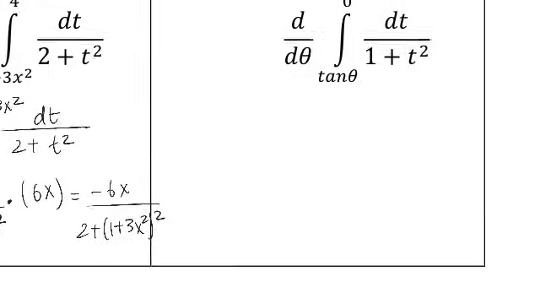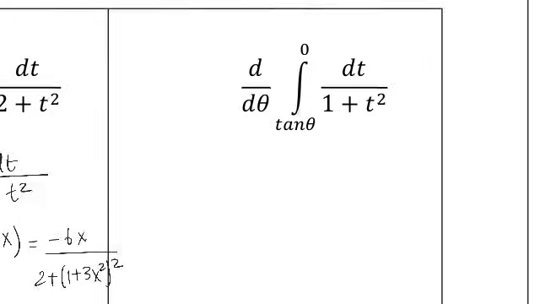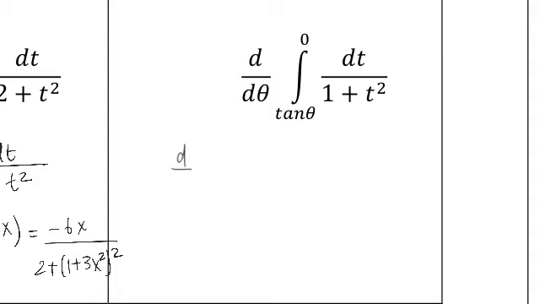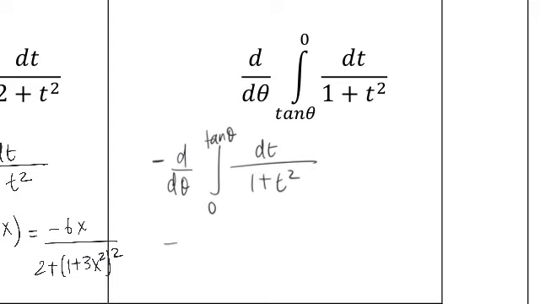Okay, let's go on, finish these off. This guy, first we want to move the 0 down, so that will introduce a negative sign out front. And then we want to do the chain rule, so negative 1 over 1 plus tangent squared theta times the derivative of tangent, which is secant squared theta.